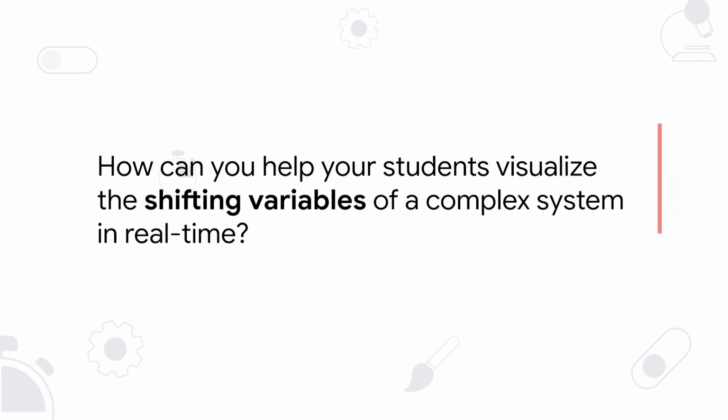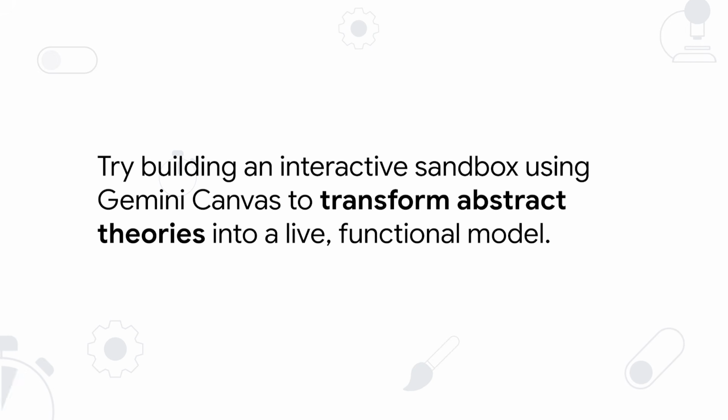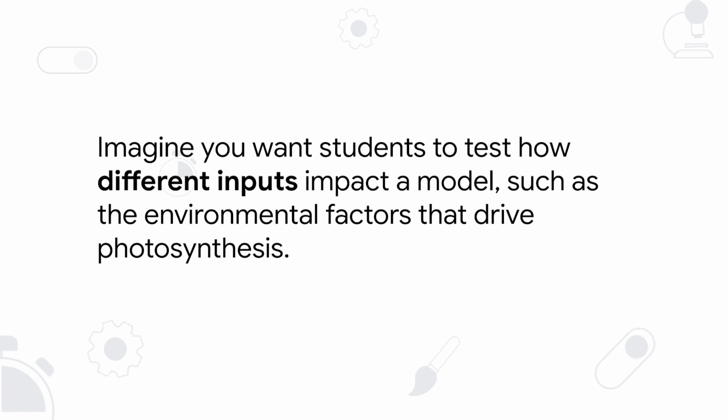Help your students visualize the shifting variables of a complex system in real time. Try building an interactive sandbox using Gemini Canvas to transform abstract theories into a live functional model. Imagine you want students to test how different inputs impact a model, such as the environmental factors that drive photosynthesis.